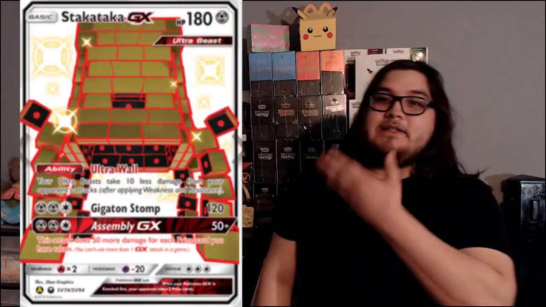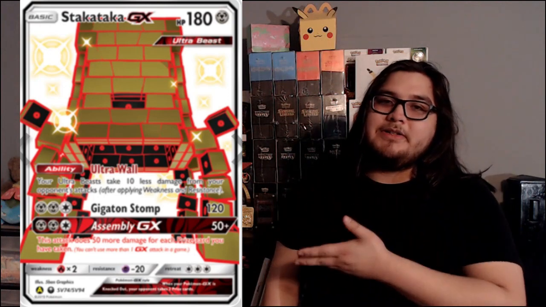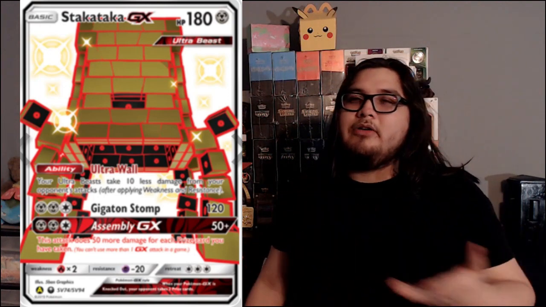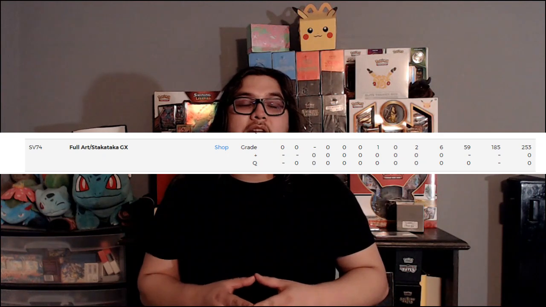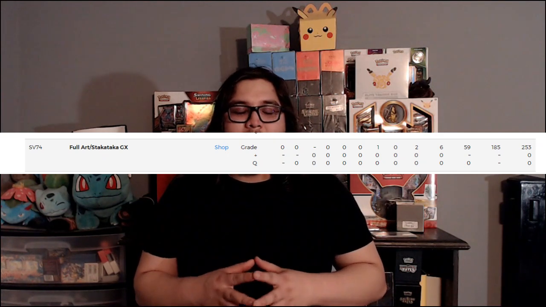Because not everyone likes what you like. Perfect example, Stakataka. Pretty sure none of you have ever known that Pokemon. Well, it is this thing. This disgusting... I don't even know what it is. It's disgusting. It's like a cinder block. Who cares? Stakataka has 189 graded PSA 10s and 59 9s. No one cares about that Pokemon, honestly.